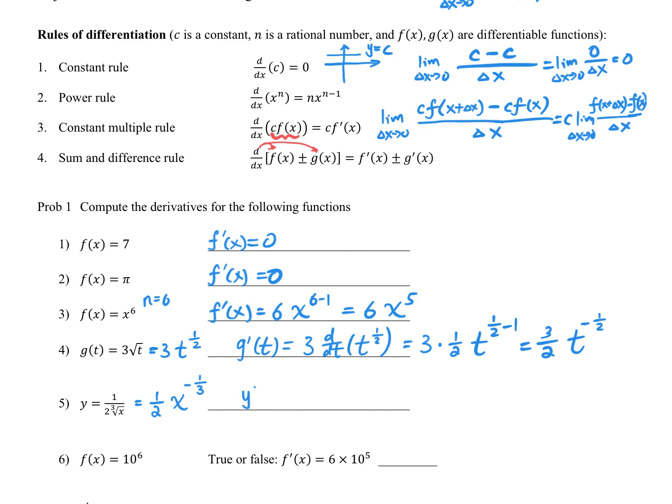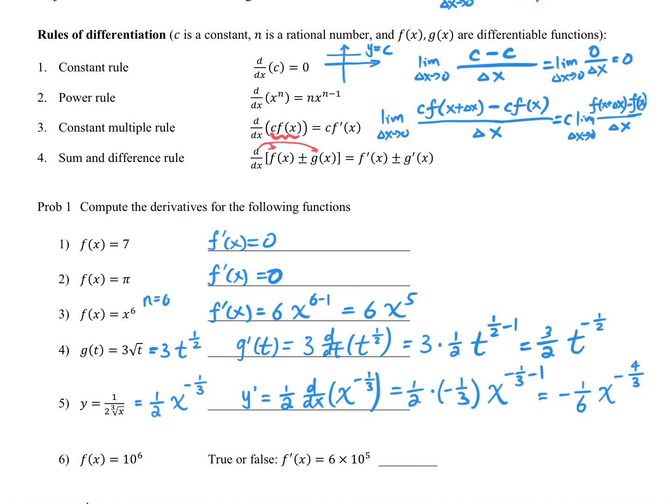Now y prime is equal to, we can factor out the constant and then find the derivative of x to the negative 1/3, which is 1/2 times, okay, power rule is used, negative 1/3 is the n, x to the n subtract 1, and therefore we have negative 1/6 x to the negative 4/3 after the algebra.